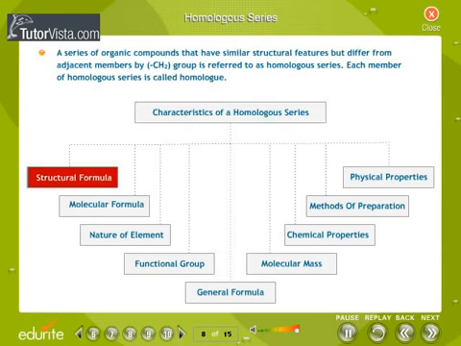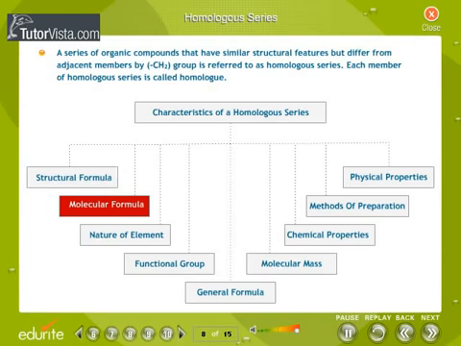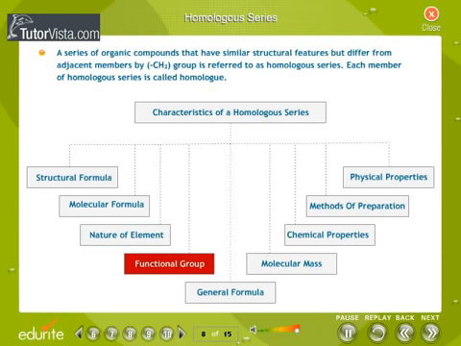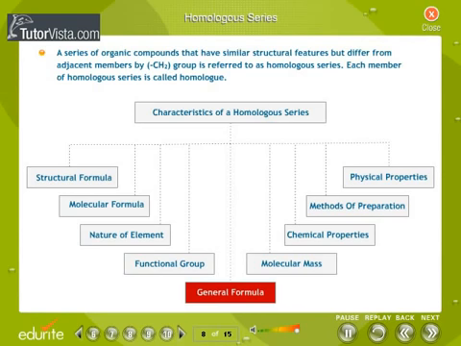Structural formula. All the members of the homologous series have the same structural formula. Molecular formula. The molecular formula of different members of a homologous series differs from the previous and next member by CH2. Nature of element. All the members of the series have the same type of elements. Functional group. All the members of a homologous series contain the same functional group. General formula. Members of a homologous series can be represented by a general formula.